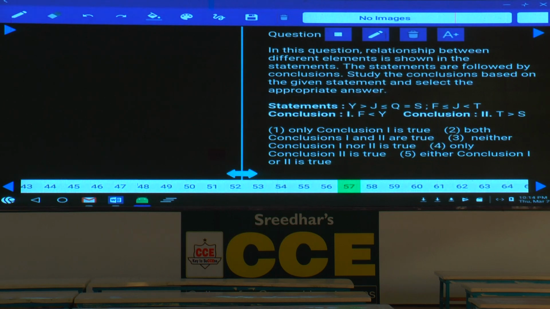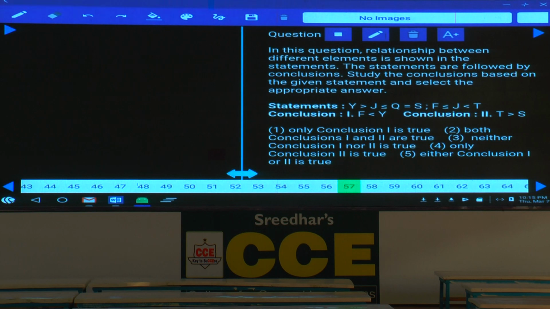Then question number 57. Now in this question number 57, the relation between F and Y. Tell me what is the letter which is common here? J is common. Y lesser than J and F lesser than or equals to J means J greater than or equals to F. Y greater than J, J greater than or equals to F. That means Y greater than F.